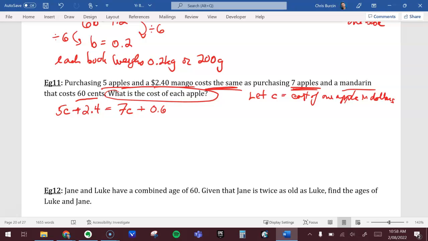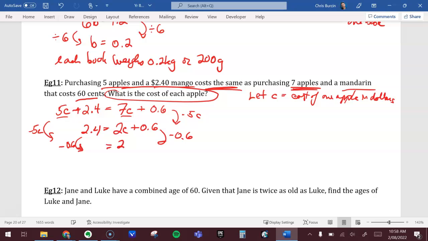We don't need that 0. So now let's start doing what we know how to do. We've got like terms here, we've got terms on both sides. So if I were to take away 5C from both sides, then that's going to leave me with just that 2.4 and only 2 of those C's left because we took 5 away, plus that 60 cents. Now if I move that 60 cents by subtracting it to the other side, I'm left with plain old 2C, and that leaves me with 1.8, which is eventually going to be $1.80.